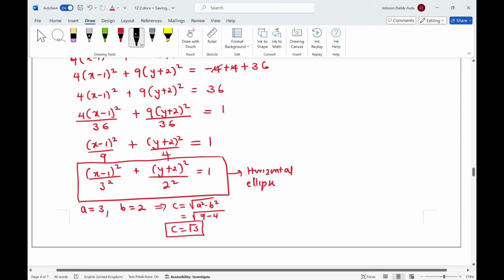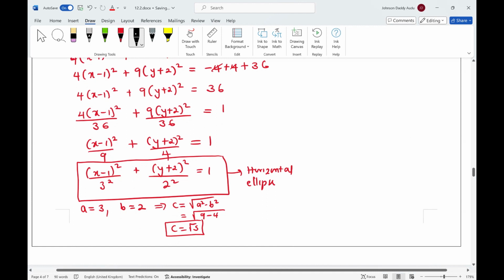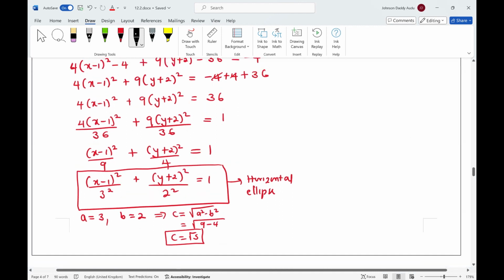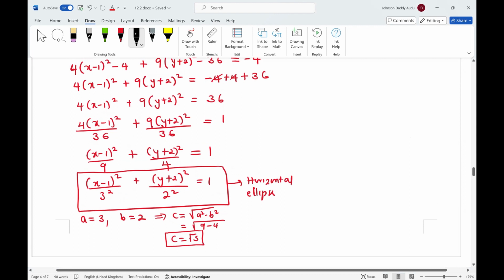The first thing that is important here is we need to know the what? We need to know the center. So let's try to sketch it. Let's say we have something like this.